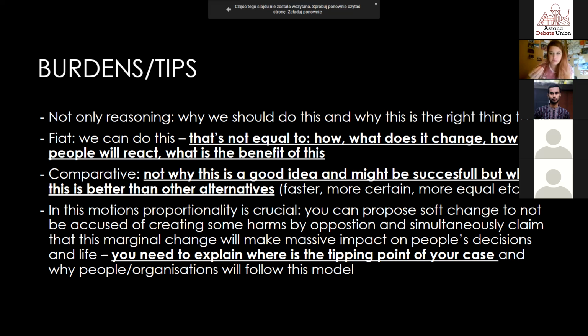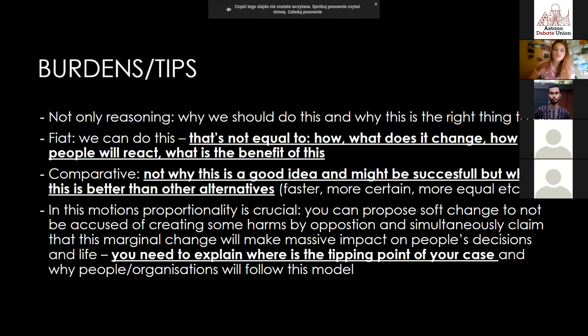It doesn't explain how people will react, how the market will react with other prices of the other products. What does it change in consumer behavior? What are the benefits of this? Even if you implement something, the reaction might be different. So you need to analyze this. That's how you analyze the motion in that particular instance.